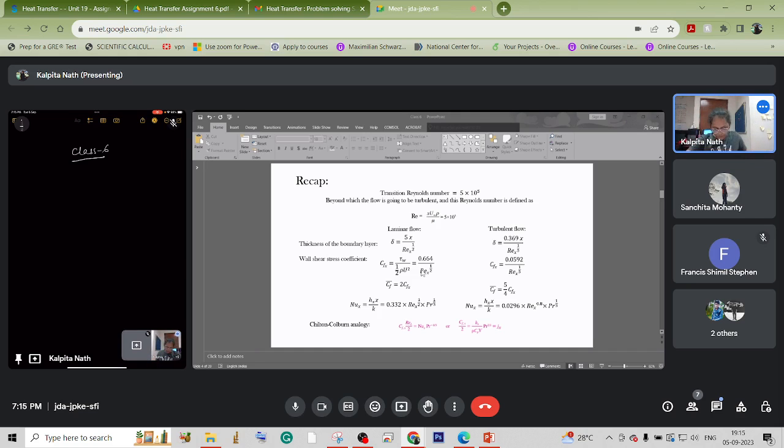I think the writing pad is visible. So first we'll calculate the Reynolds number. That will be velocity times the length of the plate, since that will be the trailing edge, divided by the kinematic viscosity. So this will be 8 meter per second into 1.5 meter, divided by 2.548 into 10 to the power minus 5 meter square per second. This is 4.71 into 10 to the power 5, as you already said. This is less than 5 into 10 to the power 5, so we will take laminar flow.